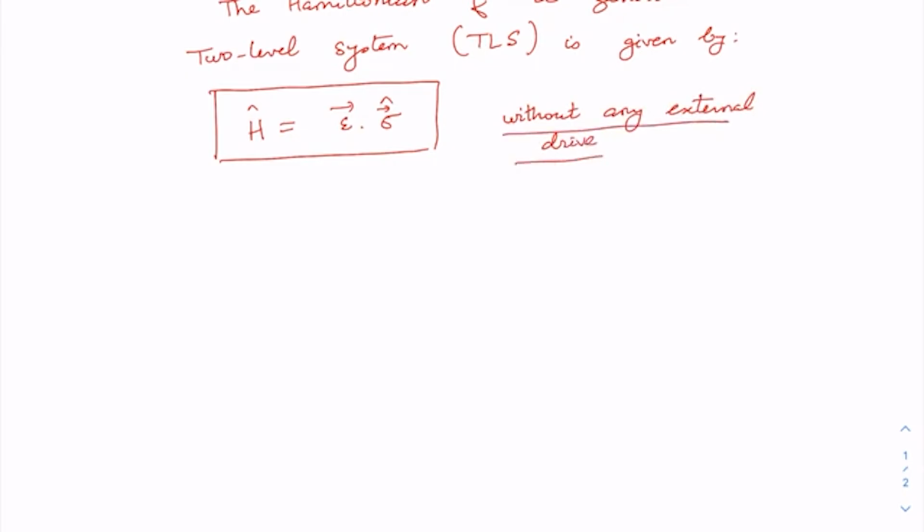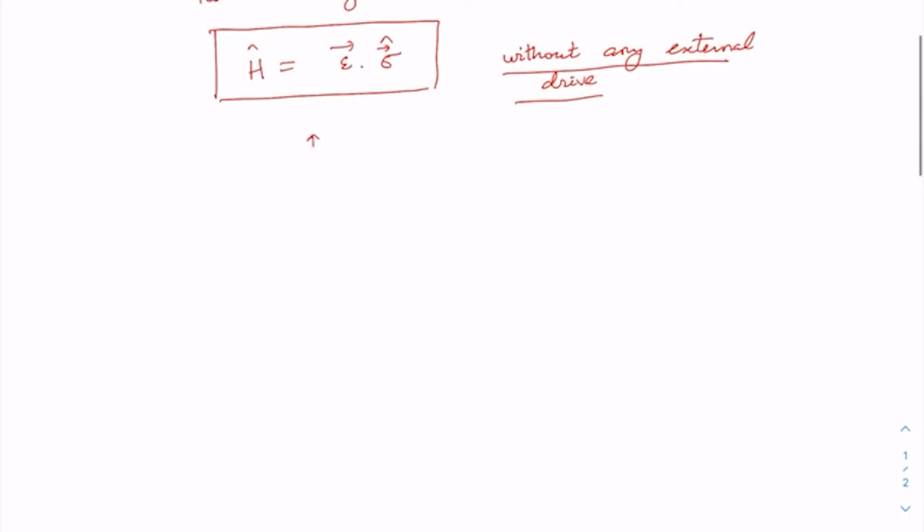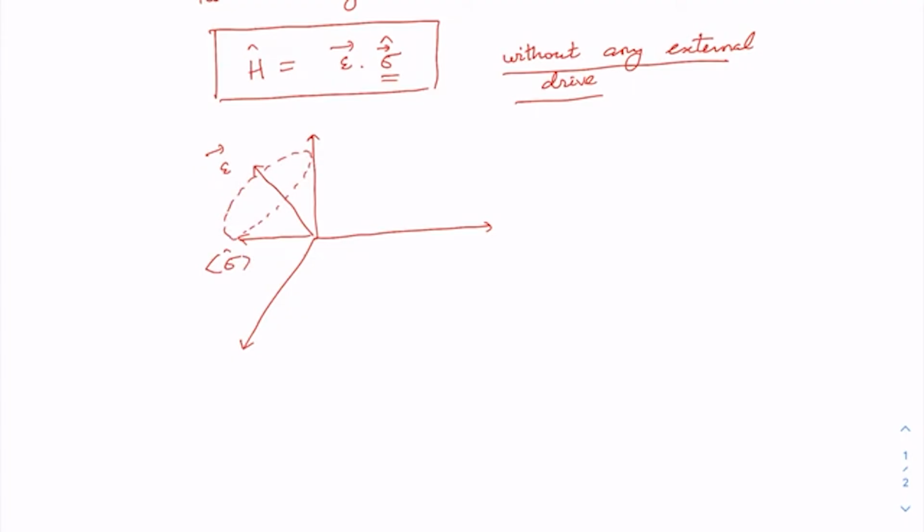And from our analysis we learned that this Pauli vector, this sigma, precesses around this epsilon vector, and we plotted it. Actually, we can plot the expectation value of sigma, and it turns out that it precesses around this vector epsilon with precession frequency mod of twice epsilon by h cross.